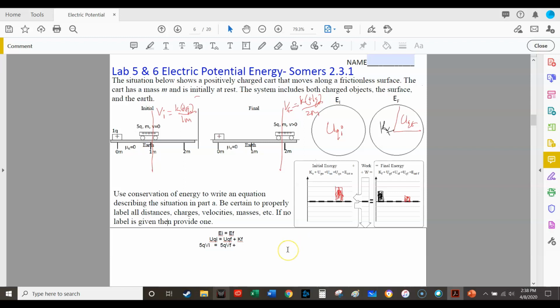The cart in the end also has a kinetic energy. That's 1/2 mv final squared. And I'll just put brackets around it.